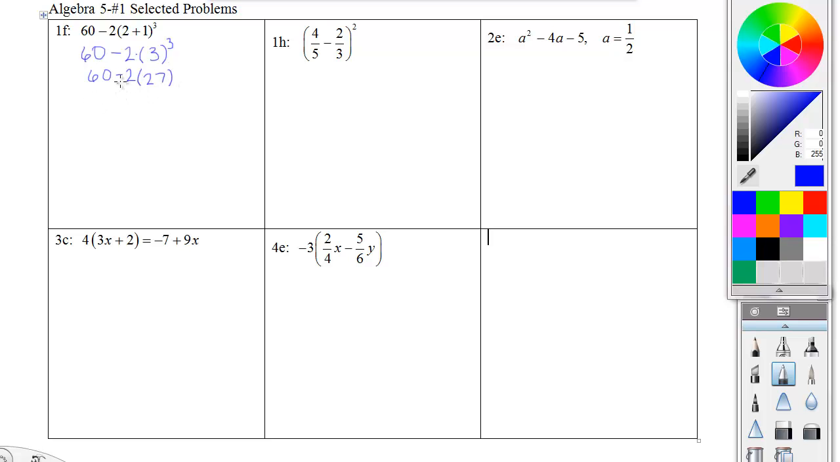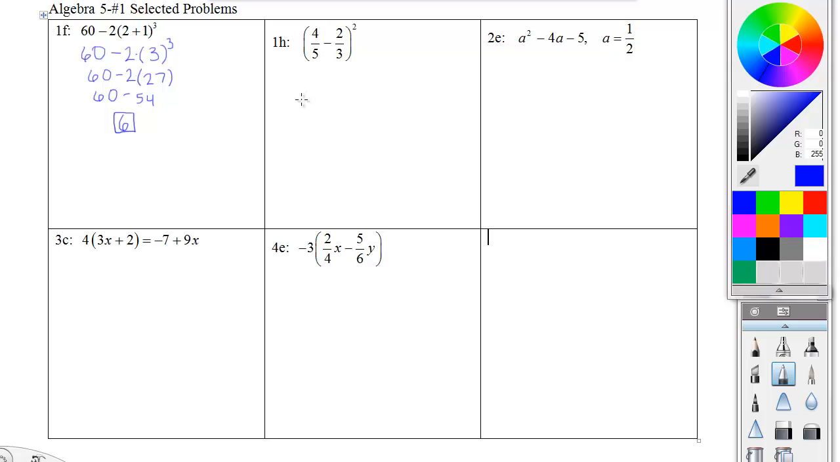Then the next of my choices are subtraction or multiplication. So I have to do multiplication before subtraction. So the 60 stays again, and 2 times 27 is 54, and 60 minus 54 is 6. So the correct answer for 1F on the homework 5 number 1 is 6.